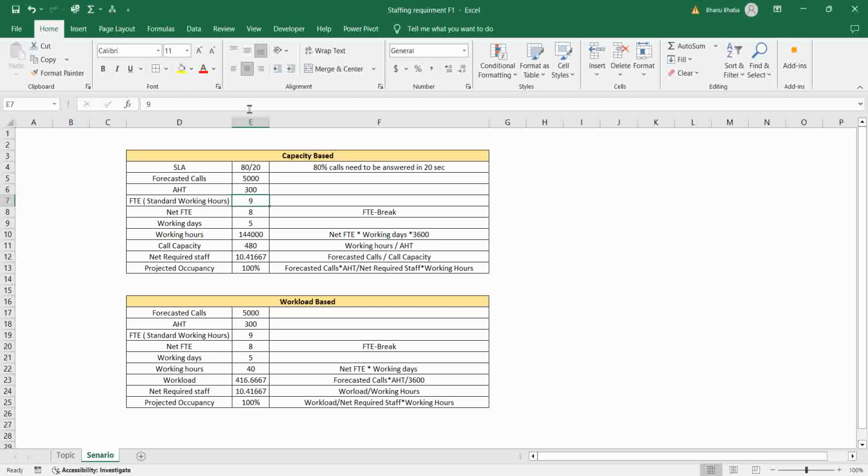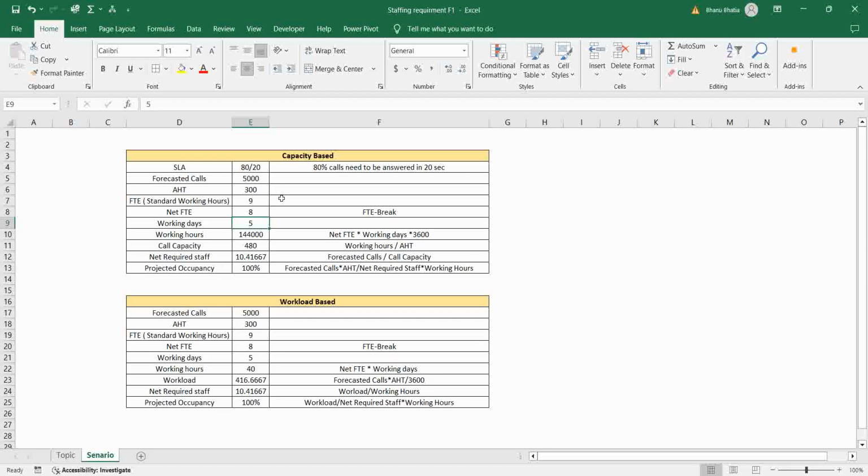Then FTE for net standard working hours, it's 9 hours. And for net FTE, that means I have deducted my 1 hour of break from the FTE, and then it comes to net FTE, which is 8 hours. So working days here I'm taking 5 days in a week. So these are my requirements that I will use to calculate the staffing.